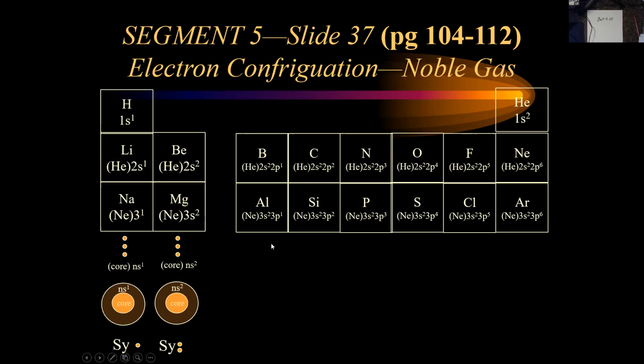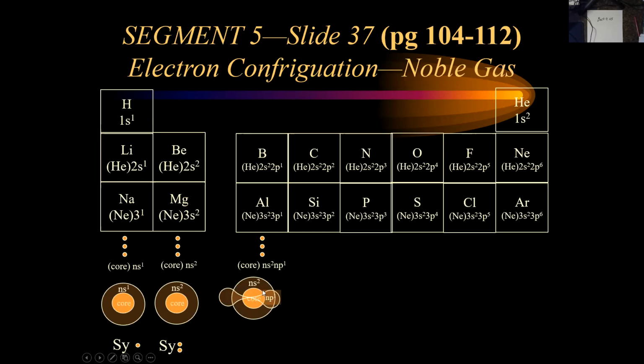Okay. And when I go to group 3A, then they're going to have a core, ns2, np1. So they're going to have 2s2 2p1, and 3s2 3p1, and so forth, for all of those elements in that family. And the picture would look like this.